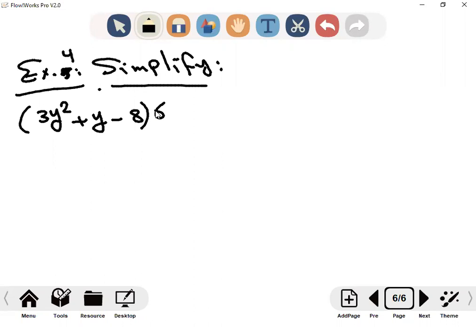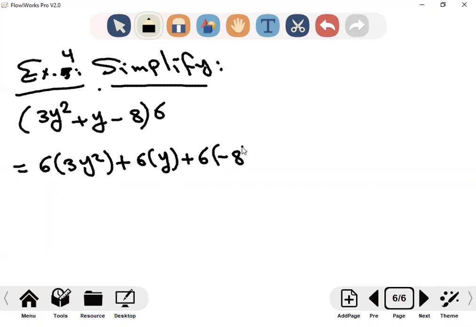Now, by 6, right? Let's multiply. This is equal to 3y to the power 2 multiplied by 6. Distribute the 6, right? 6 by 3y to the power of 2, plus 6 by y, plus 6 by what? Negative 8. It is negative 8, not 8.